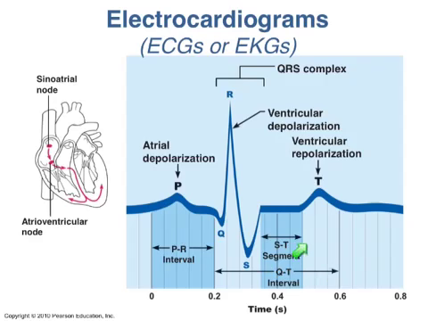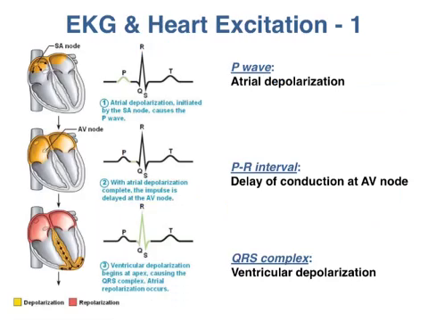Now, let's see how these different features map to electrical conduction through the heart. The P wave represents depolarization of the atria, so the SA node firing and that depolarization wave moving through the atria. P wave abnormalities can indicate a problem with the atria, such as an abnormal enlargement of the atria.